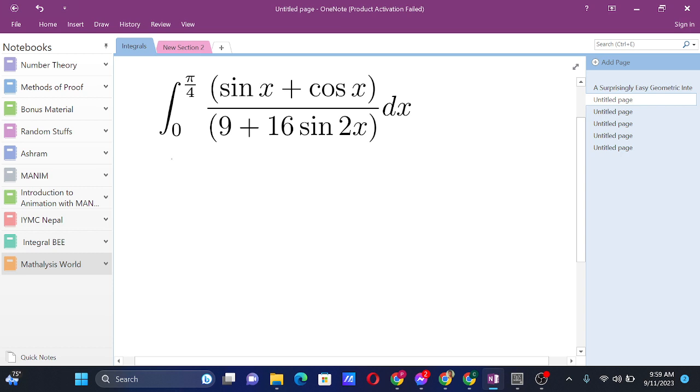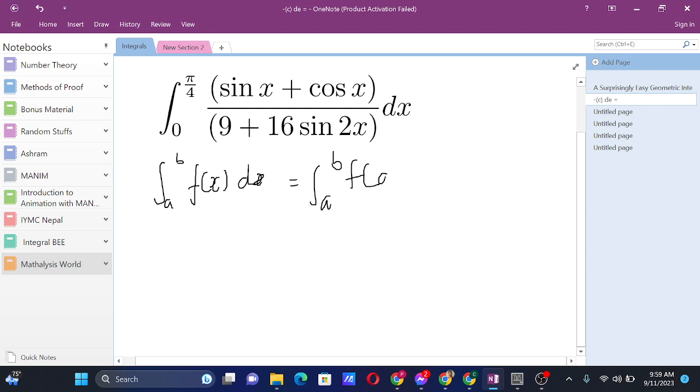Before we begin, let me tell you what King's rule is. King's rule states that the integral from a to b of f of x dx is equal to the integral from a to b of f of a plus b minus x dx. To see why this works, you can see it visually, or you can also just integrate it.